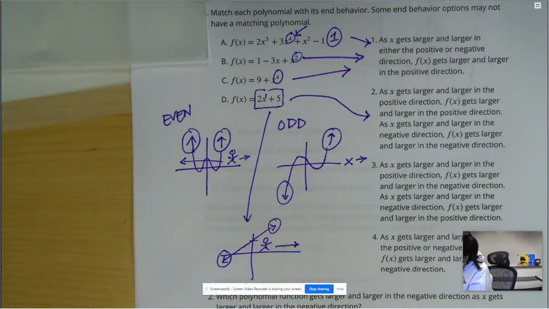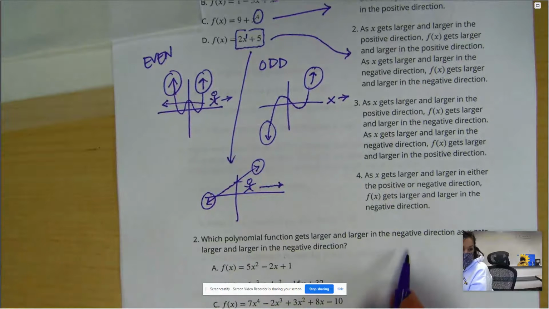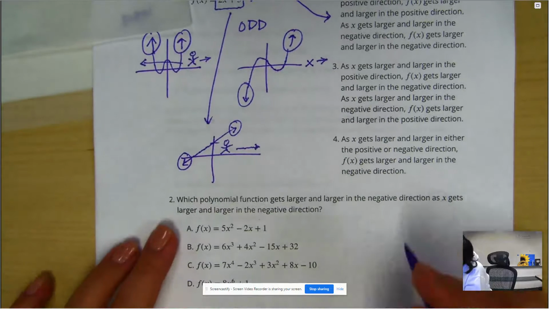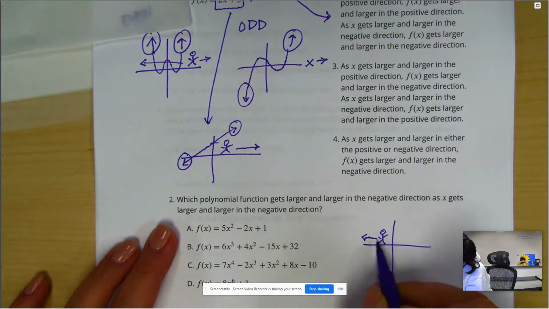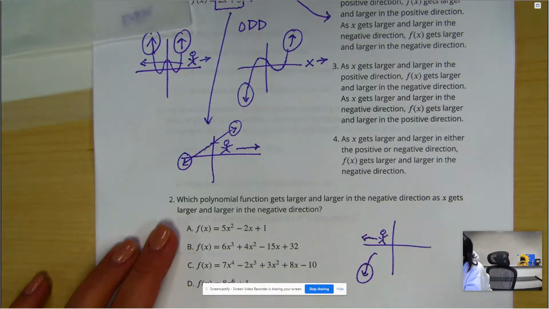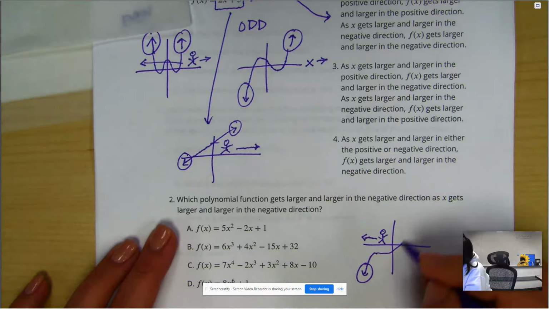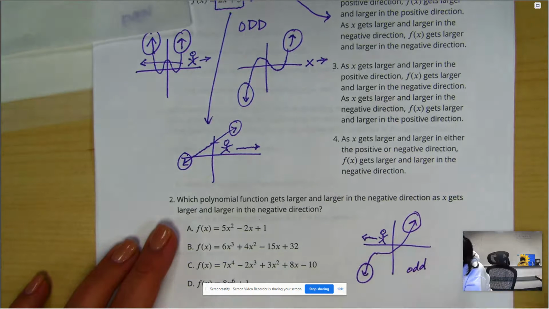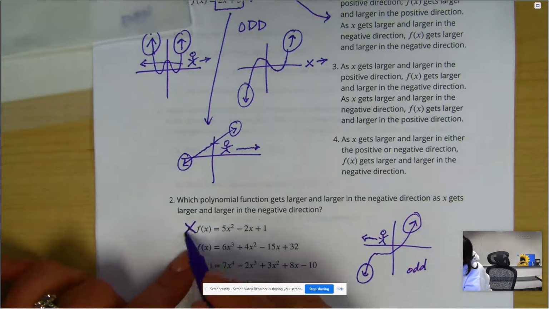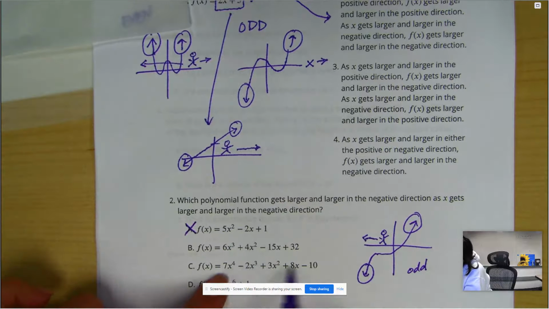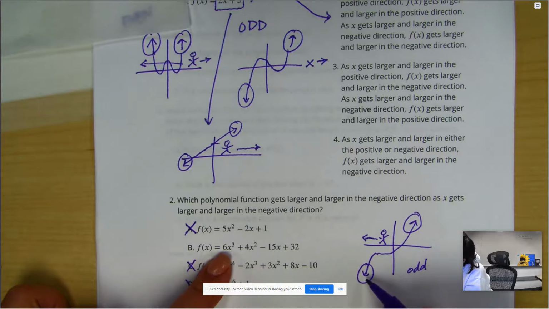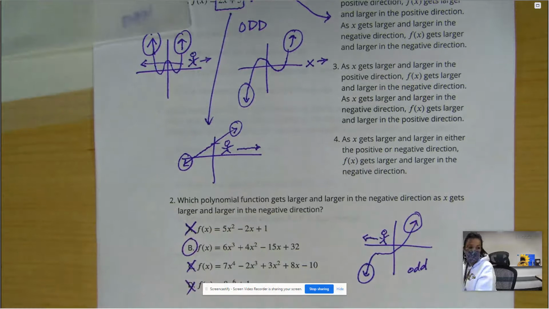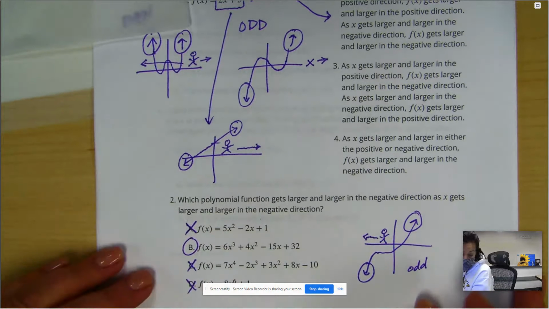Number 2, which polynomial function gets larger and larger in the negative direction as x gets larger and larger in the negative? So imagine if you're walking this way, right? The graph is down here. Well, what did we learn today? That's an odd degree, right? It's got to be an odd degree. So this isn't even, no. This is an odd. Let's just double check. Even, no. Even, no. This is the only graph that has an odd degree, which would have end behavior described this way. You could also type those into Desmos to double check.